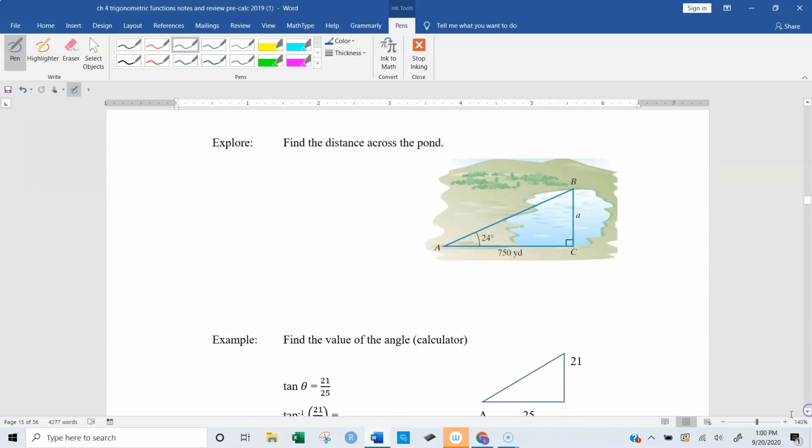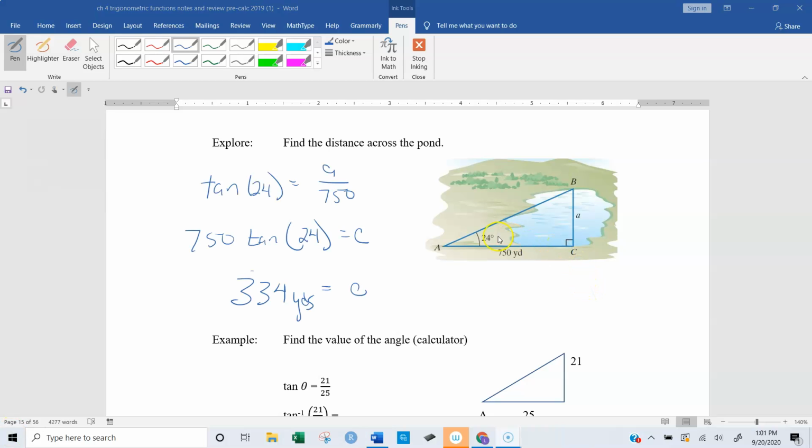Hey, your turn. Pause and do yours. This one was very similar to the other one. Here's our angle of 24 degrees. This is opposite and this is adjacent, so we know we're using tangent. We did the tan of 24 equals a over 750, solved, and you should have got 334 yards. If you are not getting these right answers, make sure you check the radian and degree mode on your calculator.